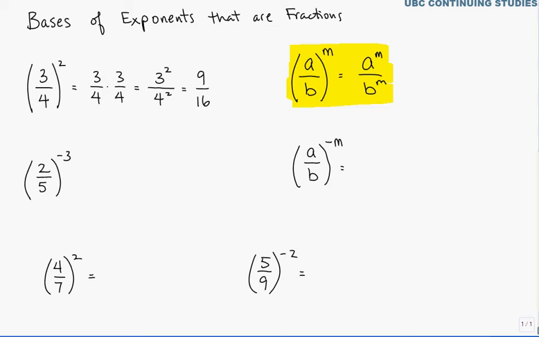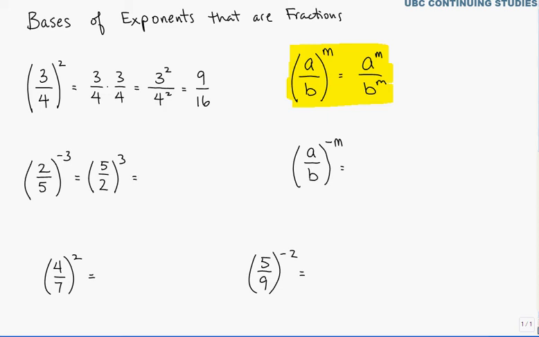Let's take a look at a similar example, but with a negative exponent. Now, we saw that with a negative exponent, the first thing you should think of is simply taking the reciprocal of the base. So the base is a fraction, 2 over 5. Taking the reciprocal of a fraction just means flipping it. So this is the same as 5 over 2 with a positive exponent.